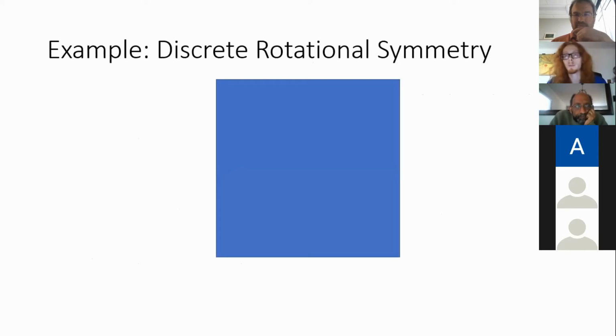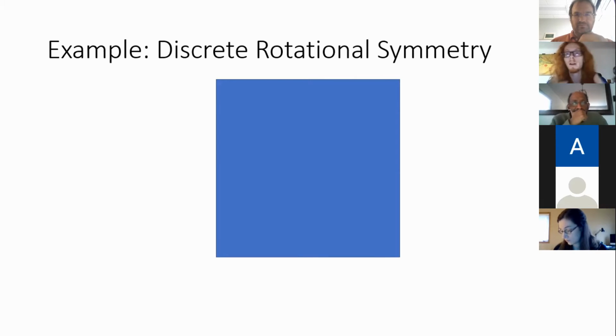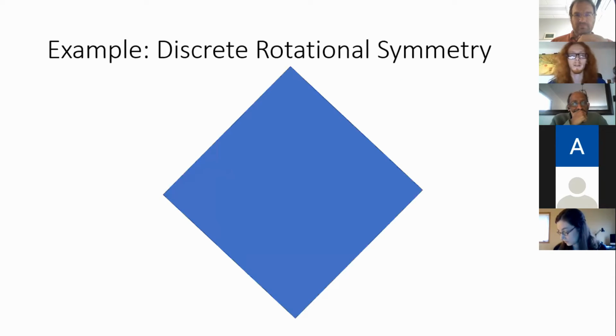An example of a discrete symmetry would be the discrete rotational symmetry of a square. So the shape of the square is left invariant only under discrete angles, like 90 degrees, 180, 270, etc. If I were to rotate it by 45 degrees, clearly it's not left invariant. So that is an example of a discrete symmetry.